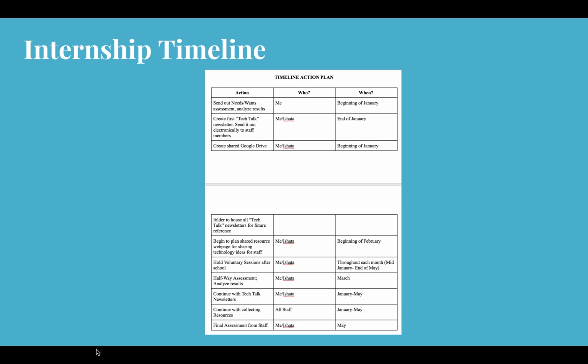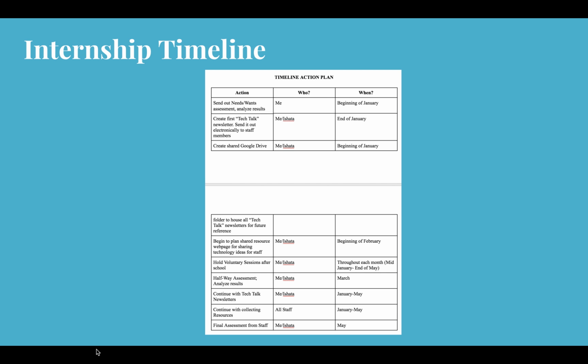And then we moved on to creating a Tech Talk newsletter. And we were going to send that out electronically to the staff members by the end of January. And we were going to create a shared Google Drive by the beginning of January to house all of our Tech Talk newsletters for future references. And then we were going to begin to plan a shared resource webpage for sharing technology ideas for staff. Then we were going to start holding voluntary sessions after school. And then once we started really getting the sessions going and seeing how many teachers were going to show up, we were going to analyze the results that we got from the attendance of that staff.